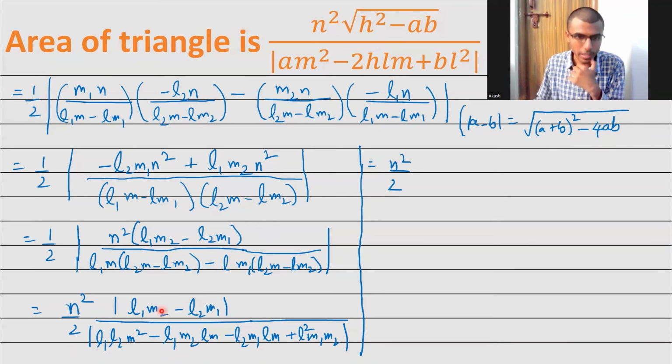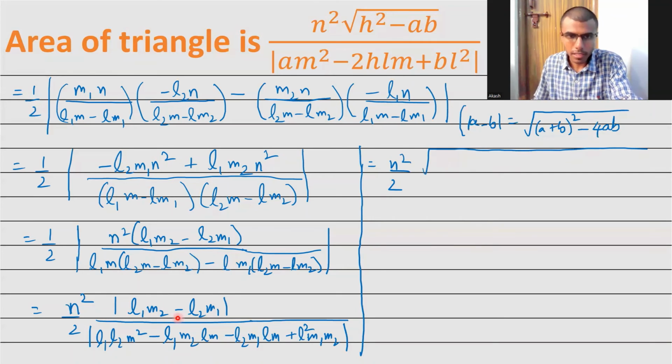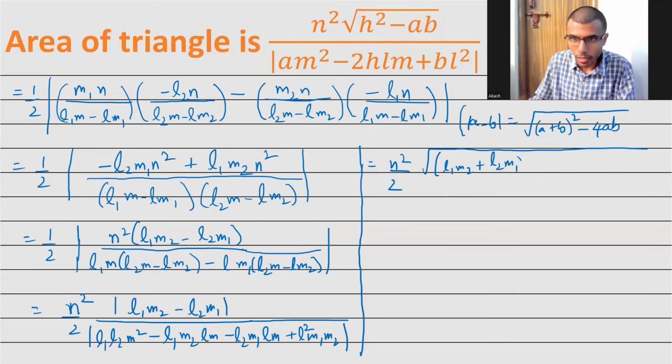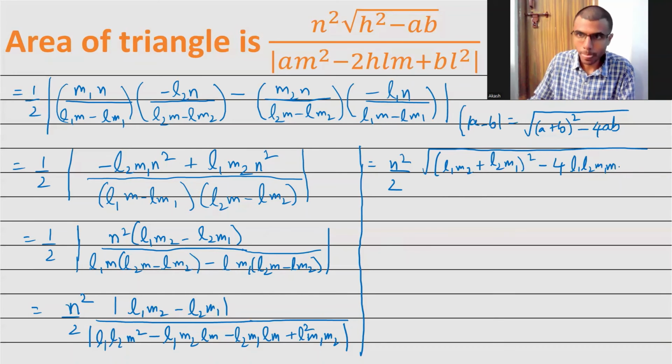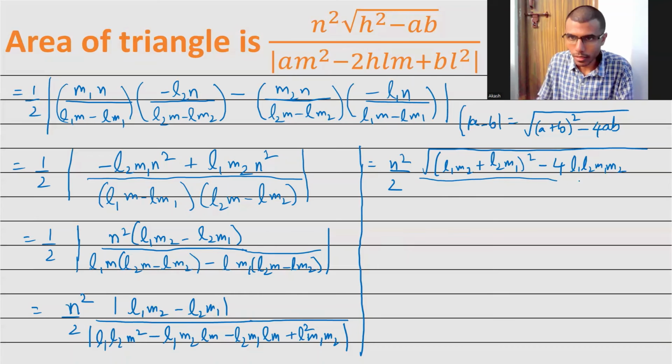If you observe, this is of the same form. Here a is L1 m2 and b is L2 m1. So this is nothing but going to be n square by 2 into under root of a plus b, which is L1 m2 plus L2 m1 whole square, minus 4ab, which is L1 m2 L2 m1. So I can write it as L1 L2 m1 m2. Now that was my numerator.